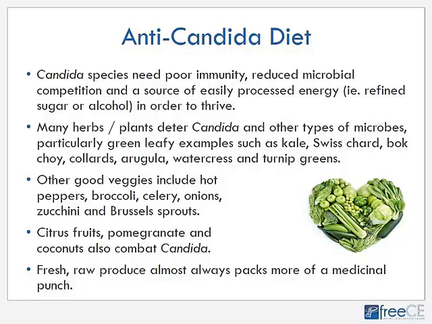Keep in mind that fresh, raw produce almost always packs more of a medicinal punch. The only example I can think of that might go against that is stewed tomatoes tend to have more bioavailable lycopene than fresh tomatoes. But essentially all other fruits and veggies are more powerful when eaten fresh and raw.